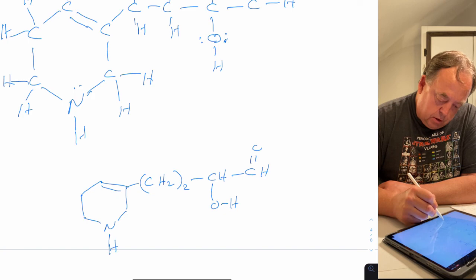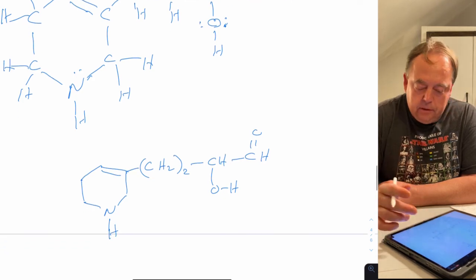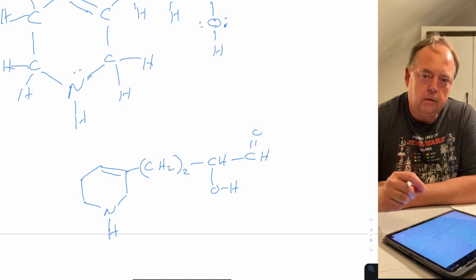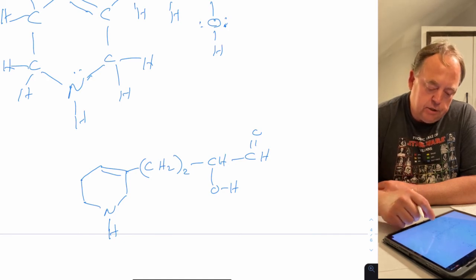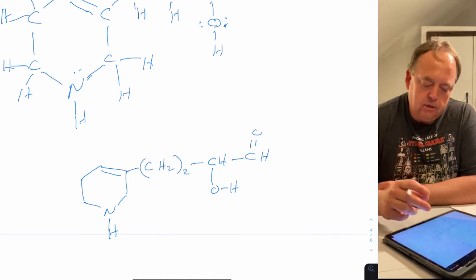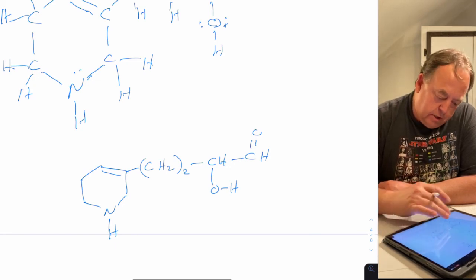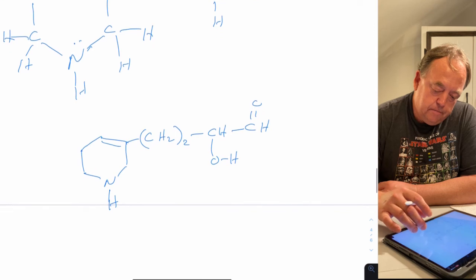And so when you draw line formulas and condensed formulas, you always have to show the hydrogens on non-carbon atoms. So you have to show the hydrogens on oxygens, you have to show the hydrogens on nitrogens, but you can drop the hydrogens from carbons. So anyway, that's how we would condense the ring.